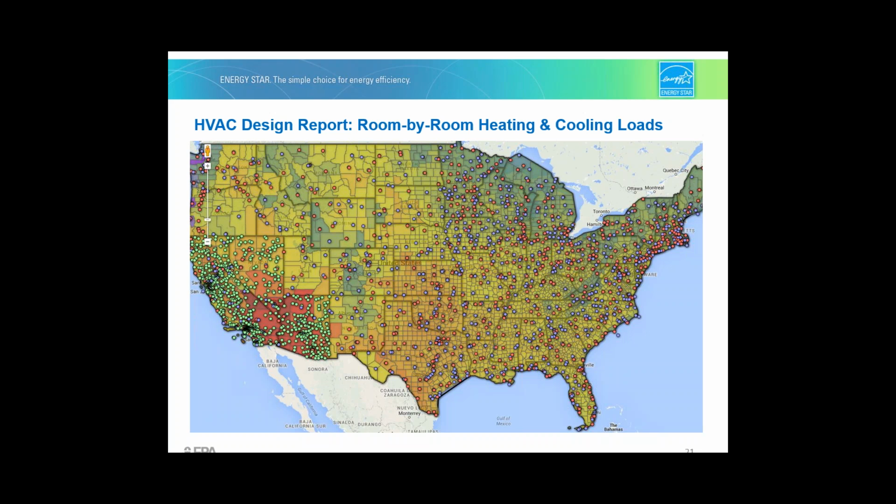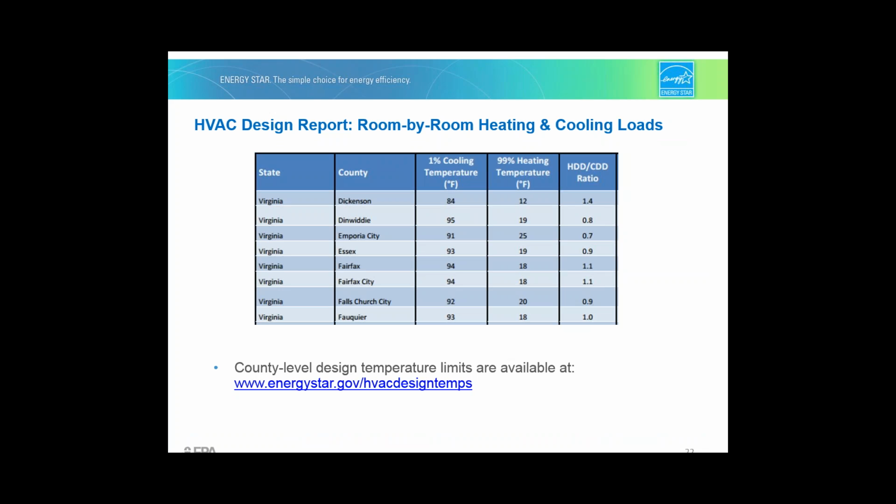So to address this, we've mapped every weather station in the country from Manual J and ASHRAE, and for every county in the country, identified the highest available cooling temperature and the lowest available heating temperature. And the result of this is this: a table that tells you what the ENERGY STAR design temperature limits are for every county in the country. So if you know what state and county the home will be built in, then just by consulting this table, you'll know the cooling temperature limit and the heating temperature limit for the home built in that county.